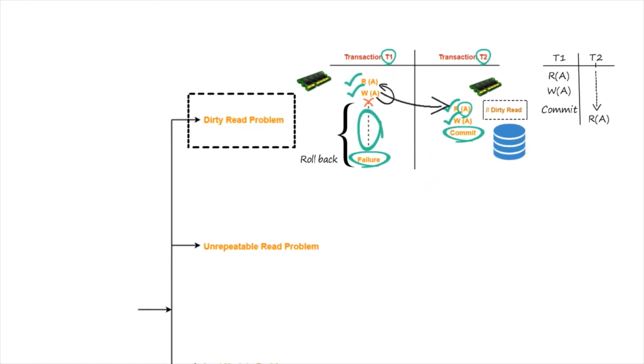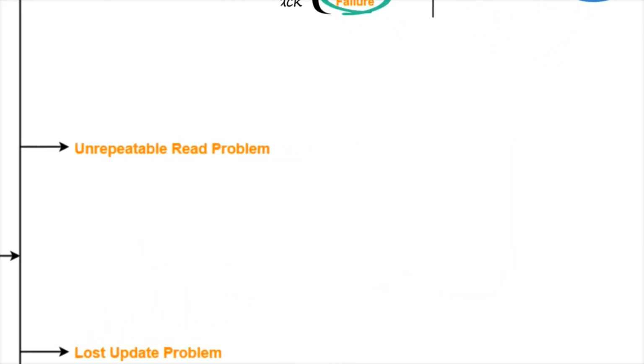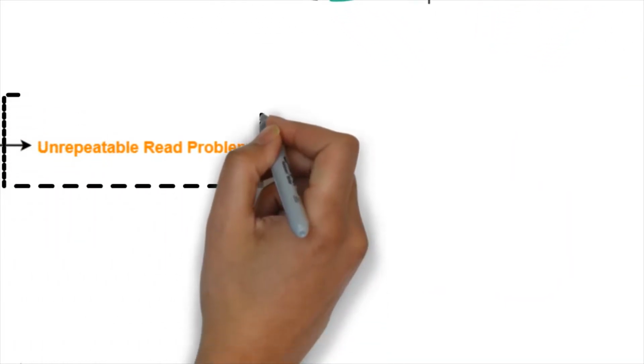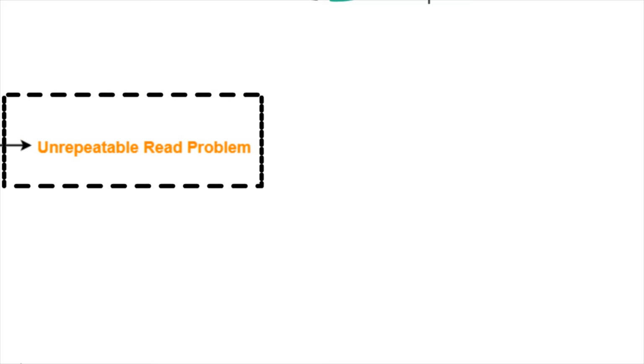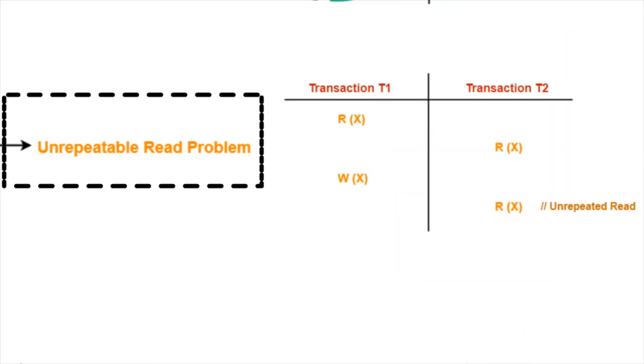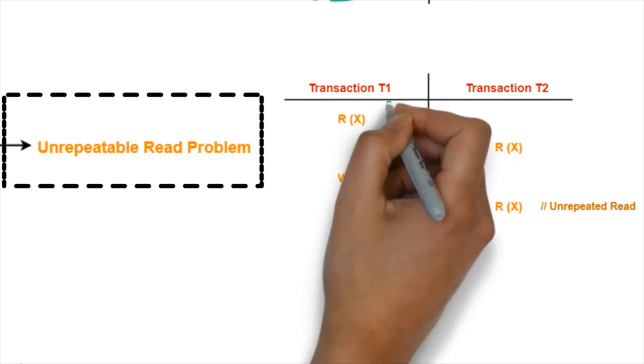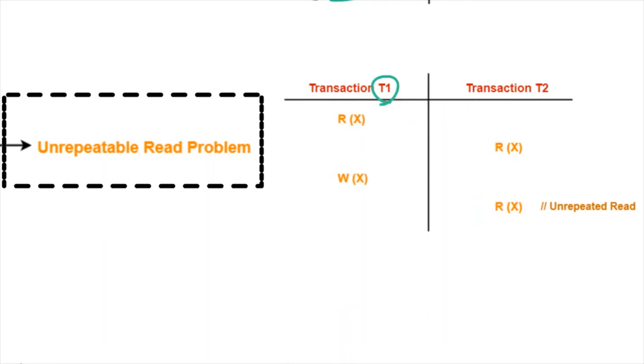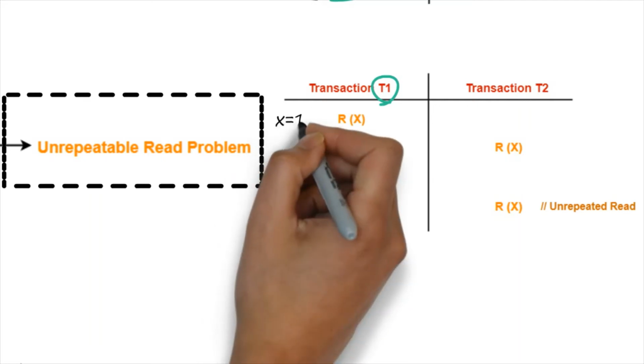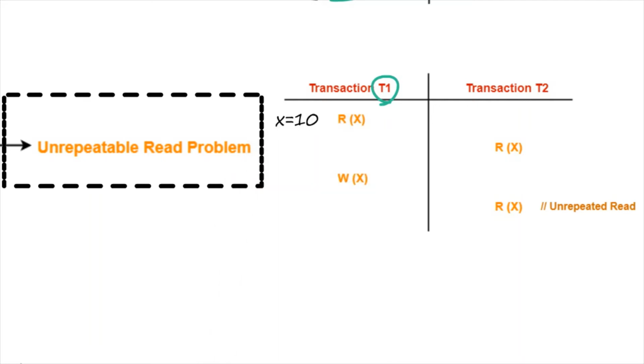The next problem is known as the unrepeatable read problem. To understand this problem, we have to focus on this example. Try to understand what is happening over here. Say transaction T1 reads the value of X, say it is reading the value of X as 10. And T2 reads the value of X here. It means here also T2 is reading the value of X as 10.